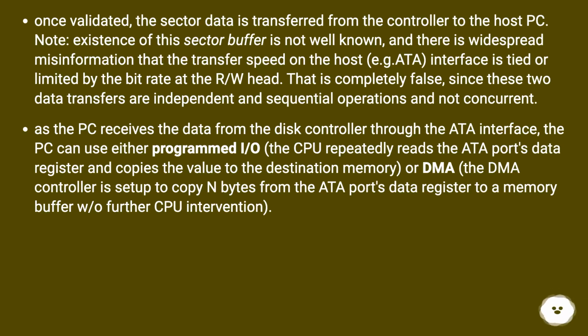As the PC receives the data from the disk controller through the ATA interface, the PC can use either programmed I/O, where the CPU repeatedly reads the ATA port's data register and copies the value to the destination memory, or DMA. The DMA controller is set up to copy n bytes from the ATA port's data register to a memory buffer without further CPU intervention.